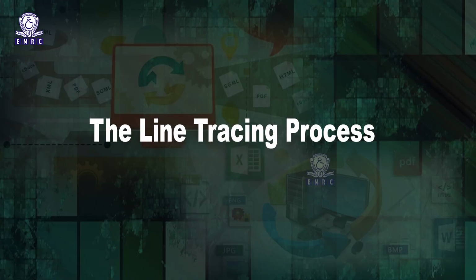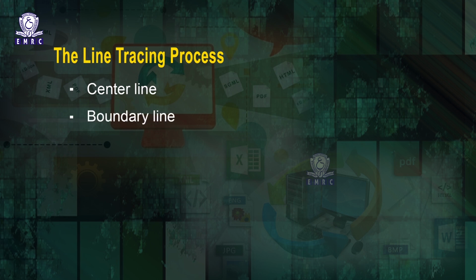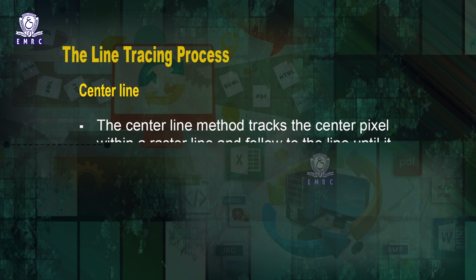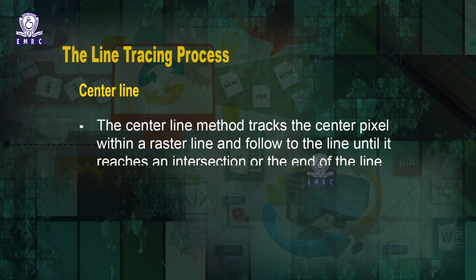Line tracing process. The line tracing process extracts two types of lines, that is center line and the boundary line. The center line method tracks the center pixel within a raster line and follows the line until it reaches an intersection or the end of the line.